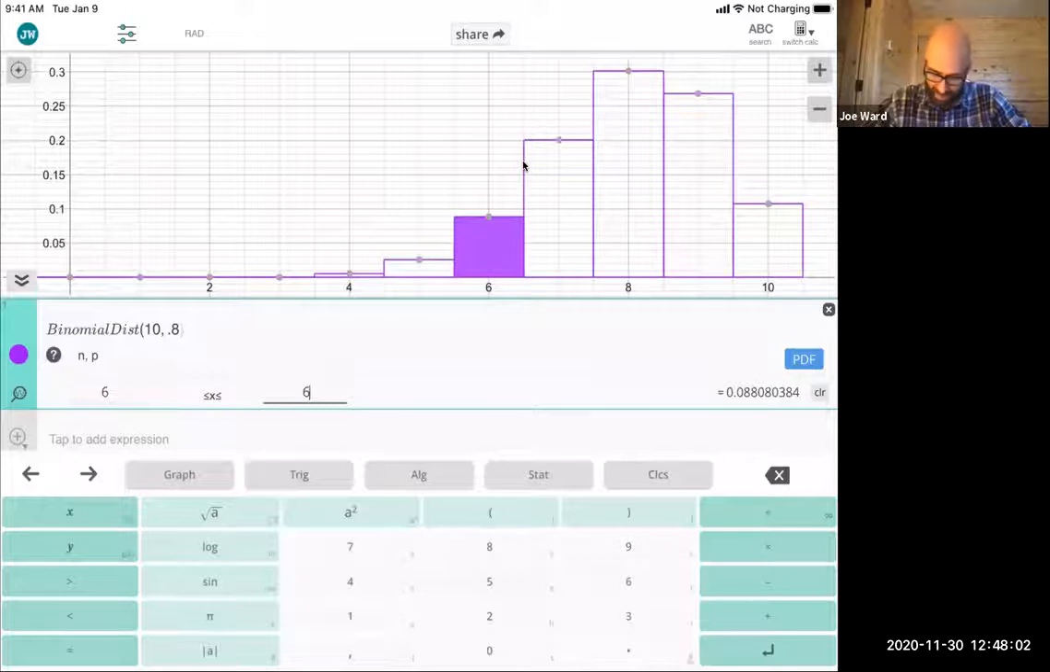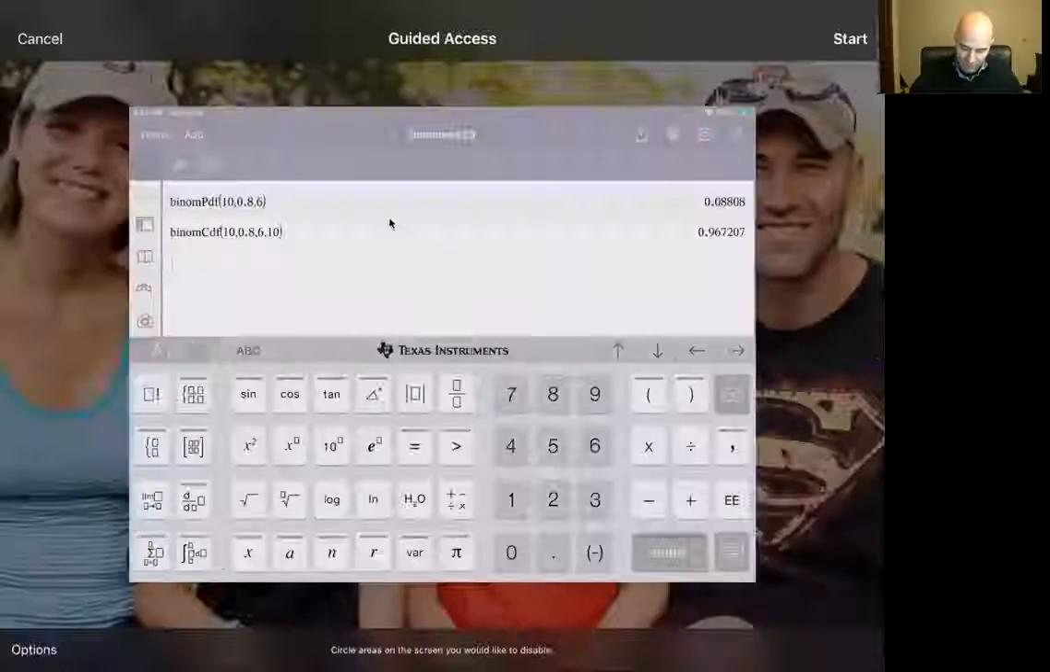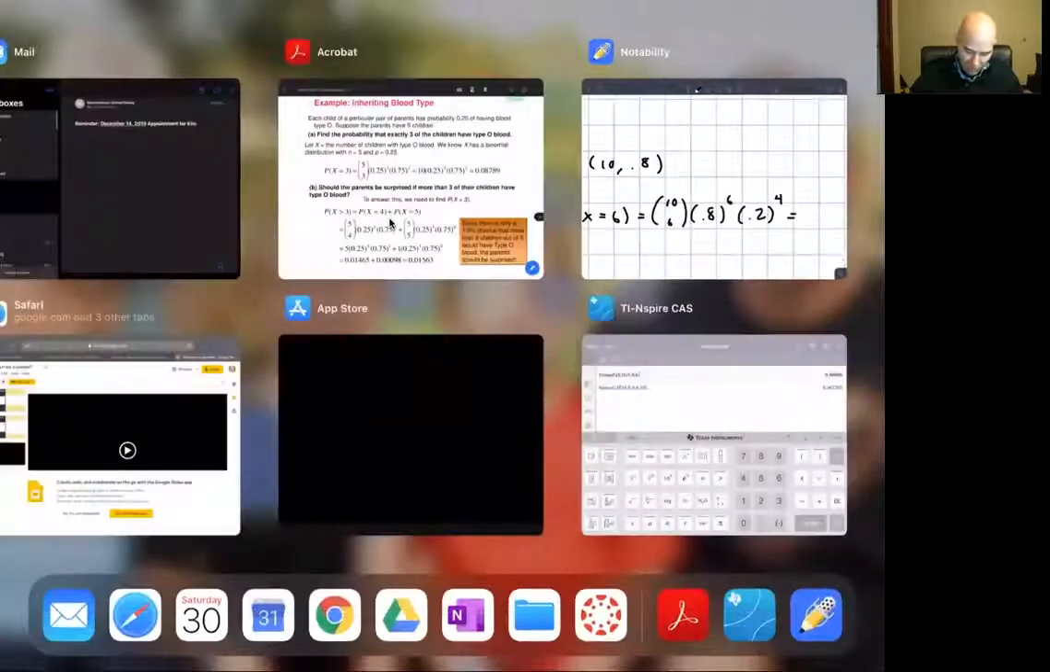Or if you want to go 6 to 10, we can put in 6 to 10. And not only does it tell you the probability of 96.7% or 0.967, it also shows you graphically what it looks like. So that's how you do that on this particular calculator. Okay, now let's go back to our notes.